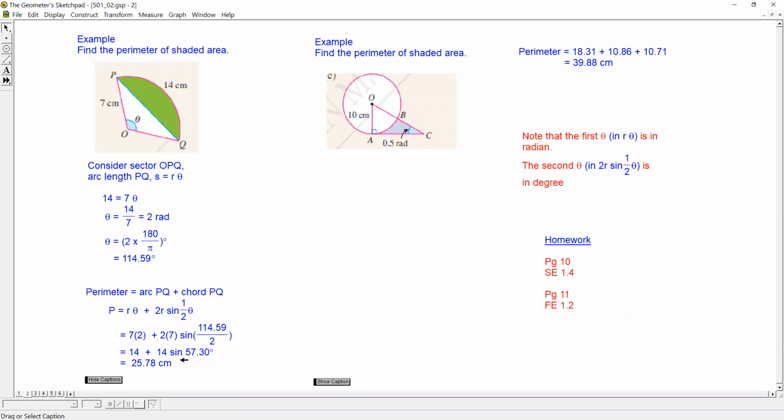2r is 14. Sine half theta is 5730. Using your calculator, 25.78. Okay, so what I want you to take note in this question is that here you use radian, here you use degree. Okay or not?